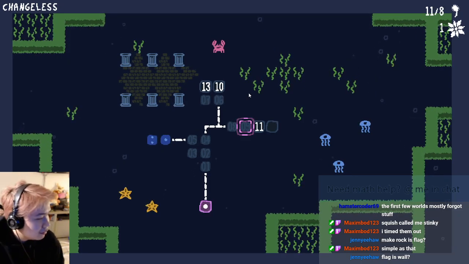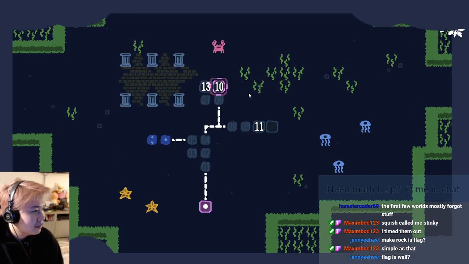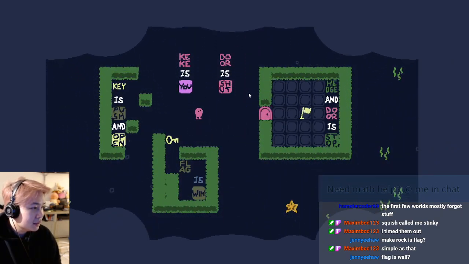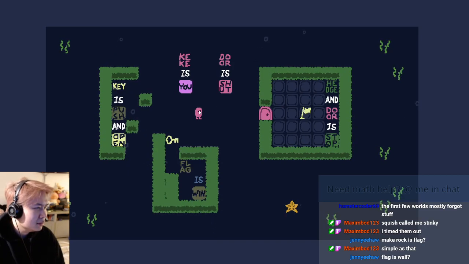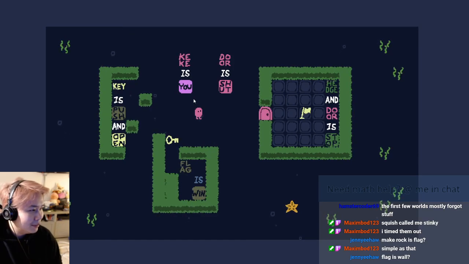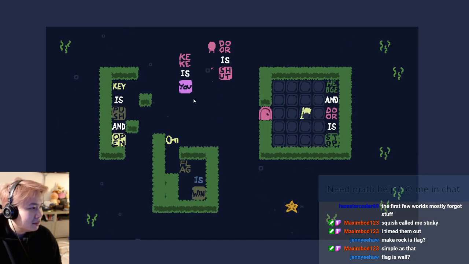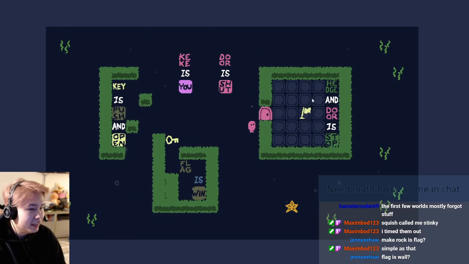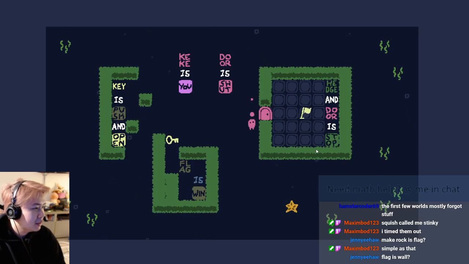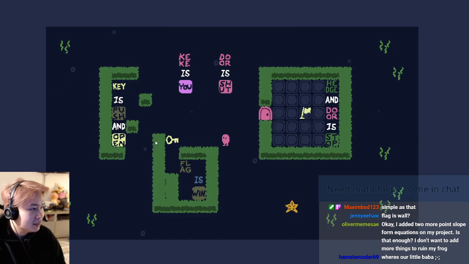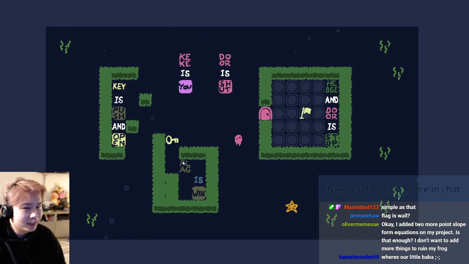Saw the first few worlds, mostly forgot stuff. Alright, 2 doors. Oh, I'm Kiki this time. There's no Baba. Alright, let's see. The door is shut. The hedge and doors are stop. I have a key. The key is pushable and will open. No Baba, just Kiki. And the flag is win.